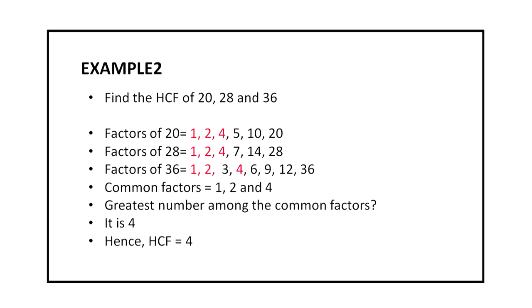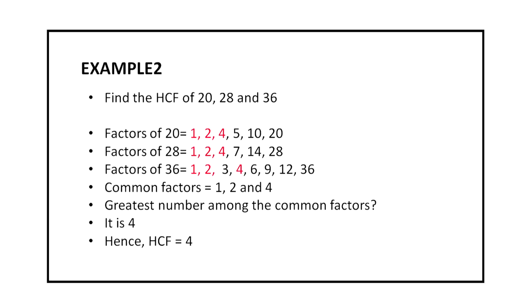The factors of 20 are 1, 2, 4, 5, 10 and 20. Factors of 28 are 1, 2, 4, 7, 14, 28. Factors of 36 are 1, 2, 3, 4, 6, 9, 12 and 36. So, the first step is complete. We have determined the factors for all three numbers.